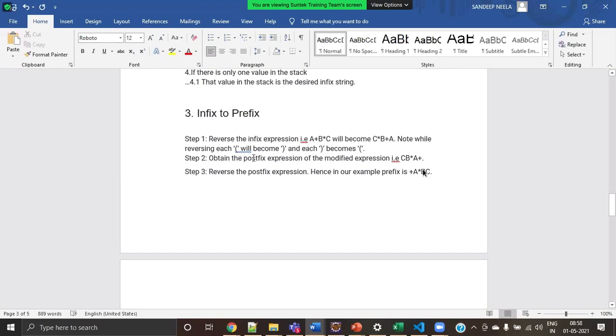So obtain the postfix expression from the modified expression. First, in order to get the prefix expression, he is telling us to reverse the given string. So this is A plus B into C given. Then what we need to do is reverse this string. This is C into B plus A. Okay, got it? Then after getting C into B plus A, for this one we get the postfix expression.